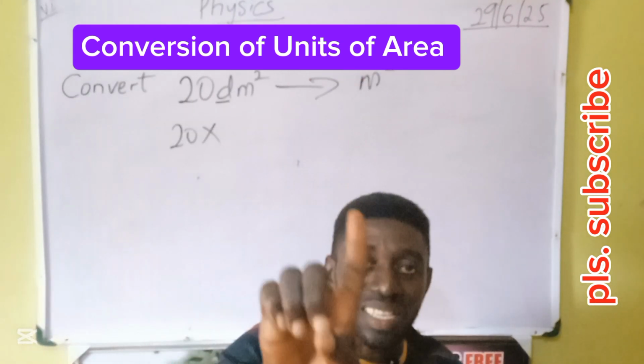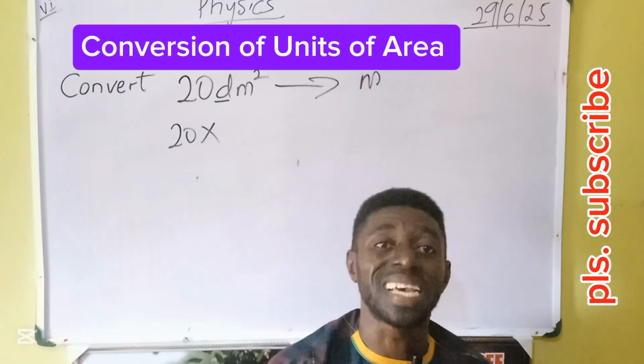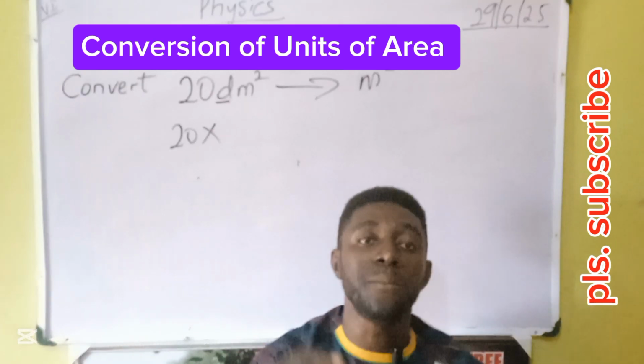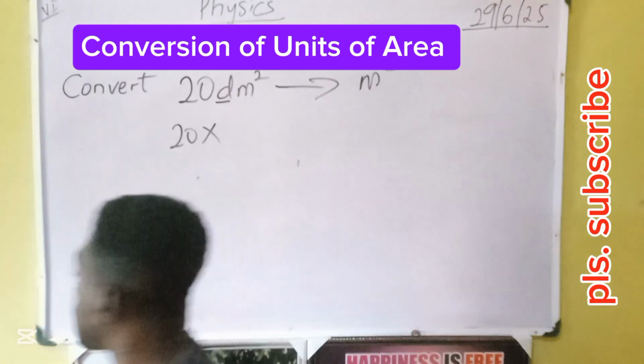Decimeter is like a unit. It's like a single thing. So the square there is for both deci and meter. Deci will get its own share of square, and meter will also get its own share of square, like you see on the board now.